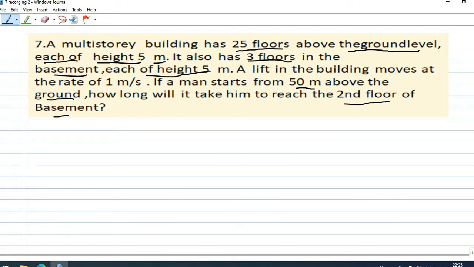So each floor height is given, which is 5 meter. I am going to calculate for the second floor of the basement. Okay, basement to the first floor and first floor to the second floor. I am going to calculate. Shall we calculate this, children? Listen. Solution.